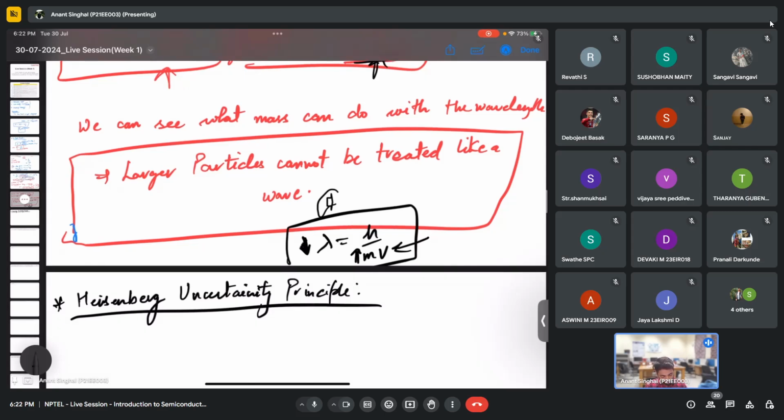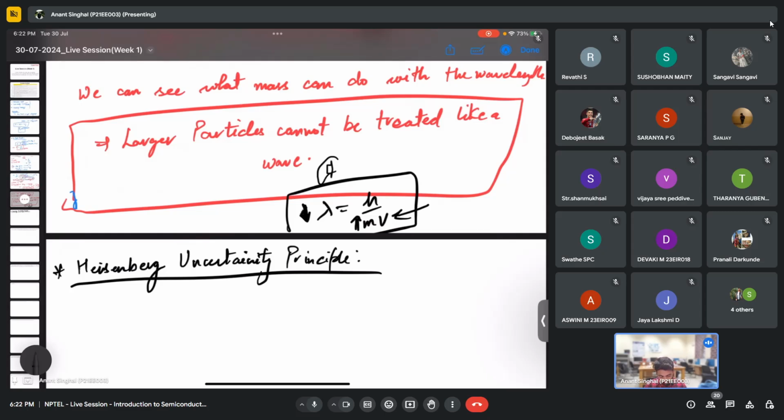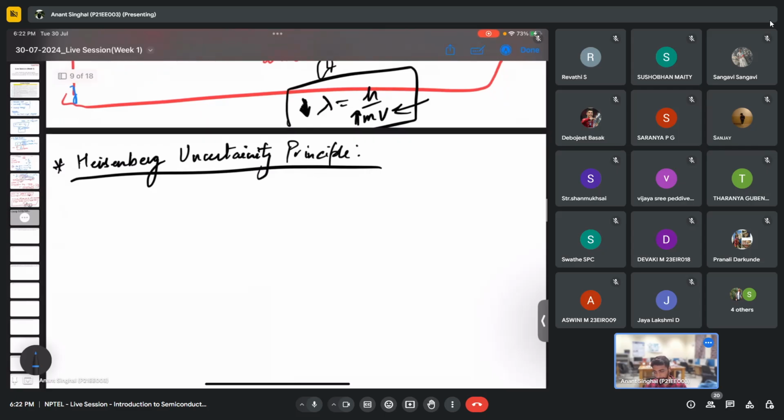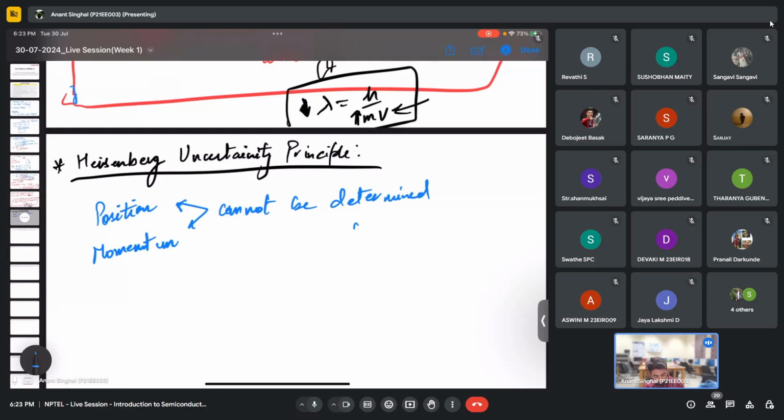So yeah, we can go forward, I guess. Can anyone tell what the Heisenberg uncertainty principle is? Sir, it states that the position and momentum of an electron cannot be determined simultaneously. Yeah, exactly. As he said, position and momentum are the two things for any electron, and they cannot be determined simultaneously.